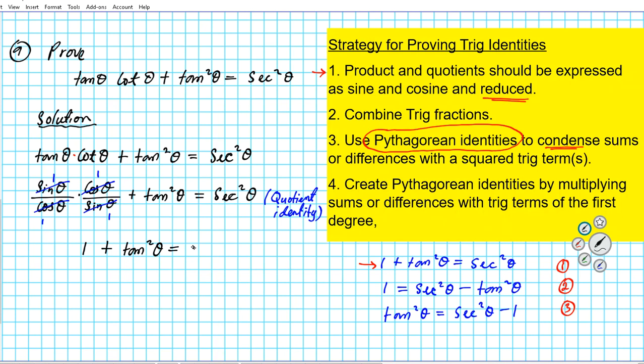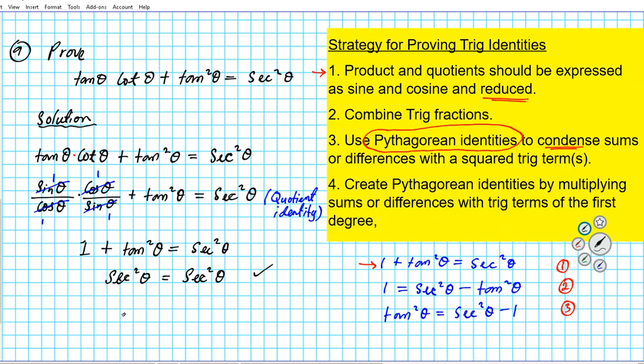Now when you multiply these numbers on the left side of the sum, you have 1 plus tan square theta is equal to secant square theta. Now when you take a look at the Pythagorean identity we have on the left here, number 1, we can clearly see that 1 plus tan square theta can be condensed to secant square theta using the Pythagorean identity. So we're going to condense the left side of this equation. And on the right side, we have secant square theta. Both sides are the same.